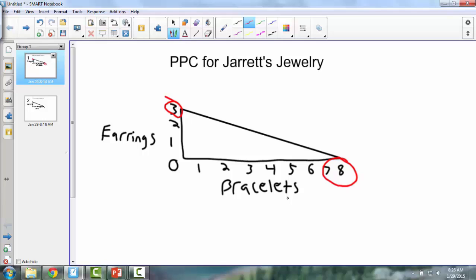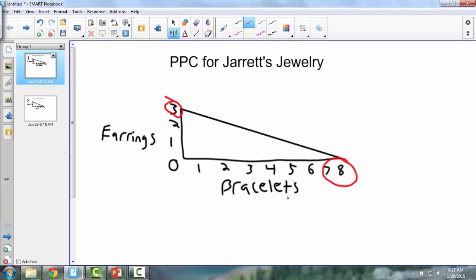Here's why. PPCs show how the factors of production produce a good or service. Some goods and services require more or less of the factors of production than others. For example, in this particular case, I want you guys to think about this for a moment. What do you think requires more of the factors of production to produce? Just look at the numbers. Earrings or bracelets? The answer is earrings, and here's why.